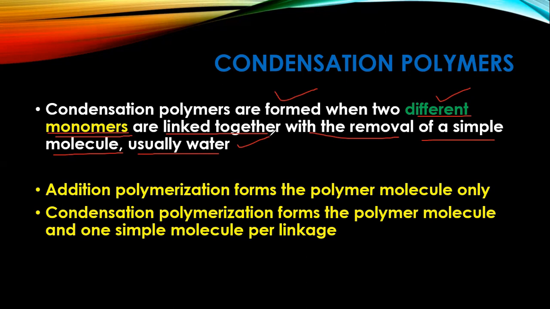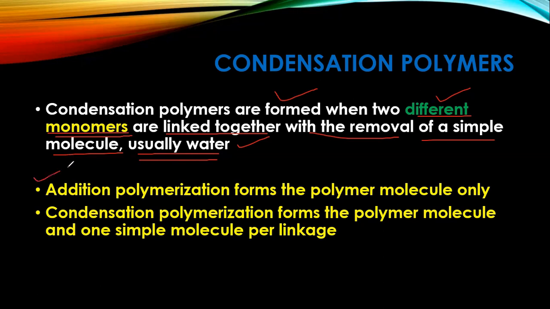So in contrast with the addition polymers, the condensation polymers form by the combination, by the bonding, by the joining, by the linking of two different monomers. And as the two different monomers link up together, they eliminate a water molecule or some other simple molecule. That's how we define the word condensation polymers, and the phenomenon is called condensation polymerization.